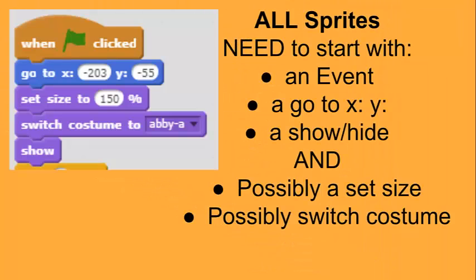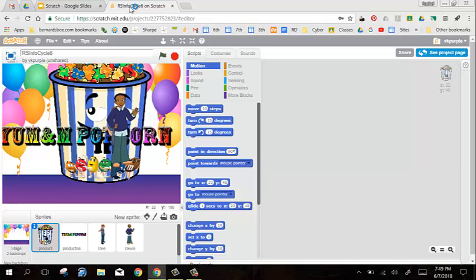All of your sprites are going to need a stack: when clicked, where to go, set the size, if you're switching your costume, more on that later, and whether or not you're showing or hiding in that particular scene. So let's practice this a little bit. So now here I have my library and my stage and my backgrounds.